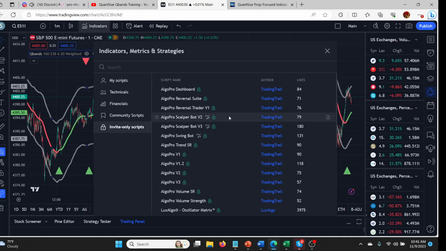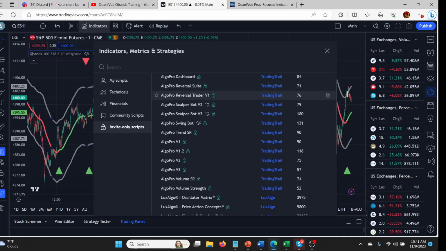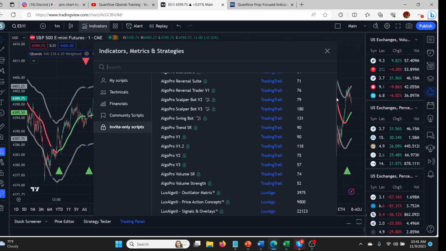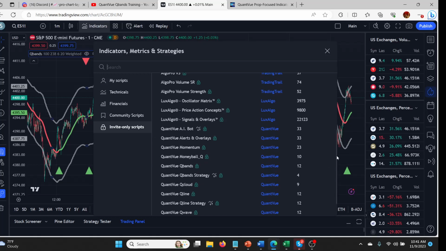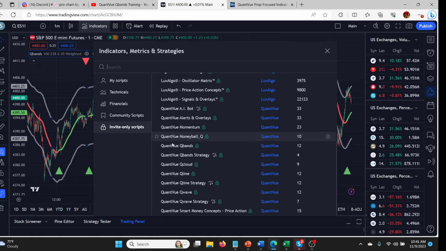We go to the indicators here. You can see the other systems I have, like Algo Pro, which is my favorite. I also have Lux Algo, which is also decent. I like Lux Algo. And QuantVue down the bottom here. So really I've looked at most of these. I haven't looked at the Q-Wave strategy. I think I'll look at it and probably just write it up in the blog post a little bit. But I have been looking at the Qbands today, so let's check them out.